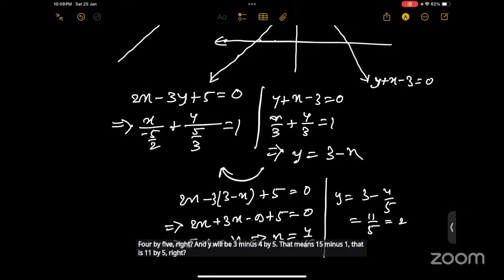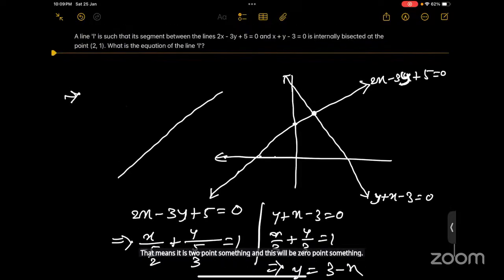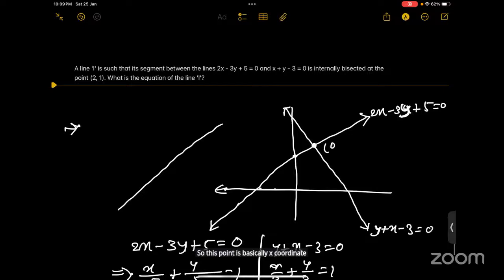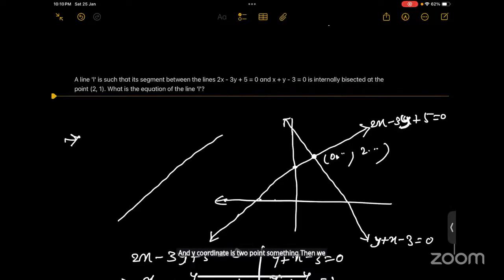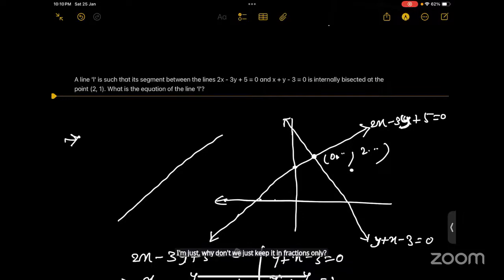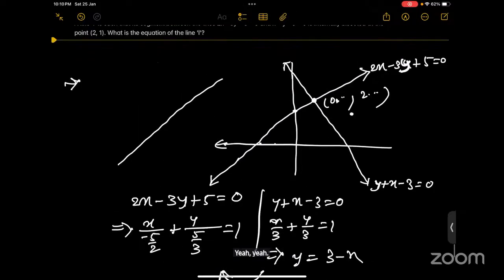That means it is 2 point something, and this will be 0 point something. So this point is basically x coordinate 0 point something and y coordinate 2 point something. Then we have the point 2, 1. Why don't we just keep it in fractions? Yeah, we can keep it in fractions, like 4 by 5 and 11 by 5.